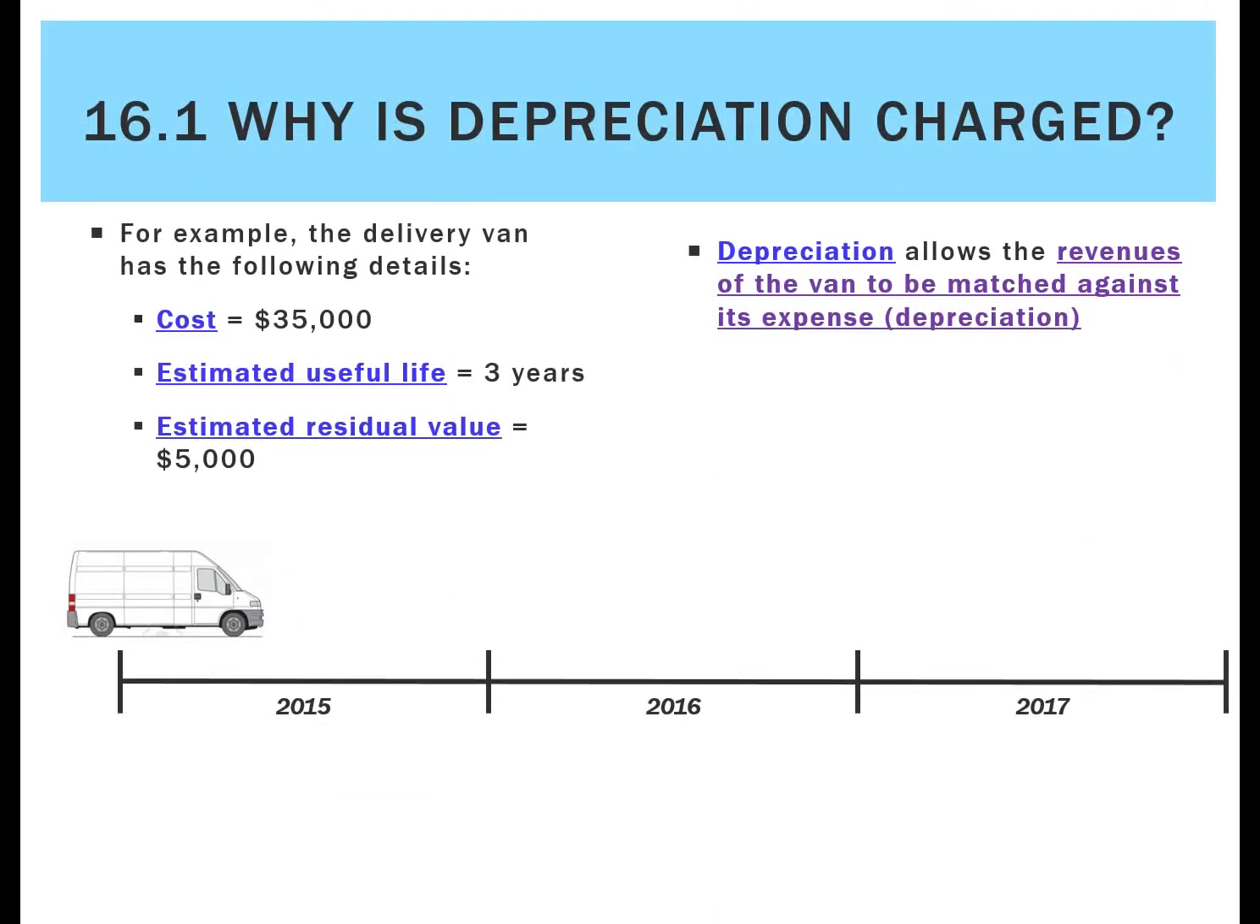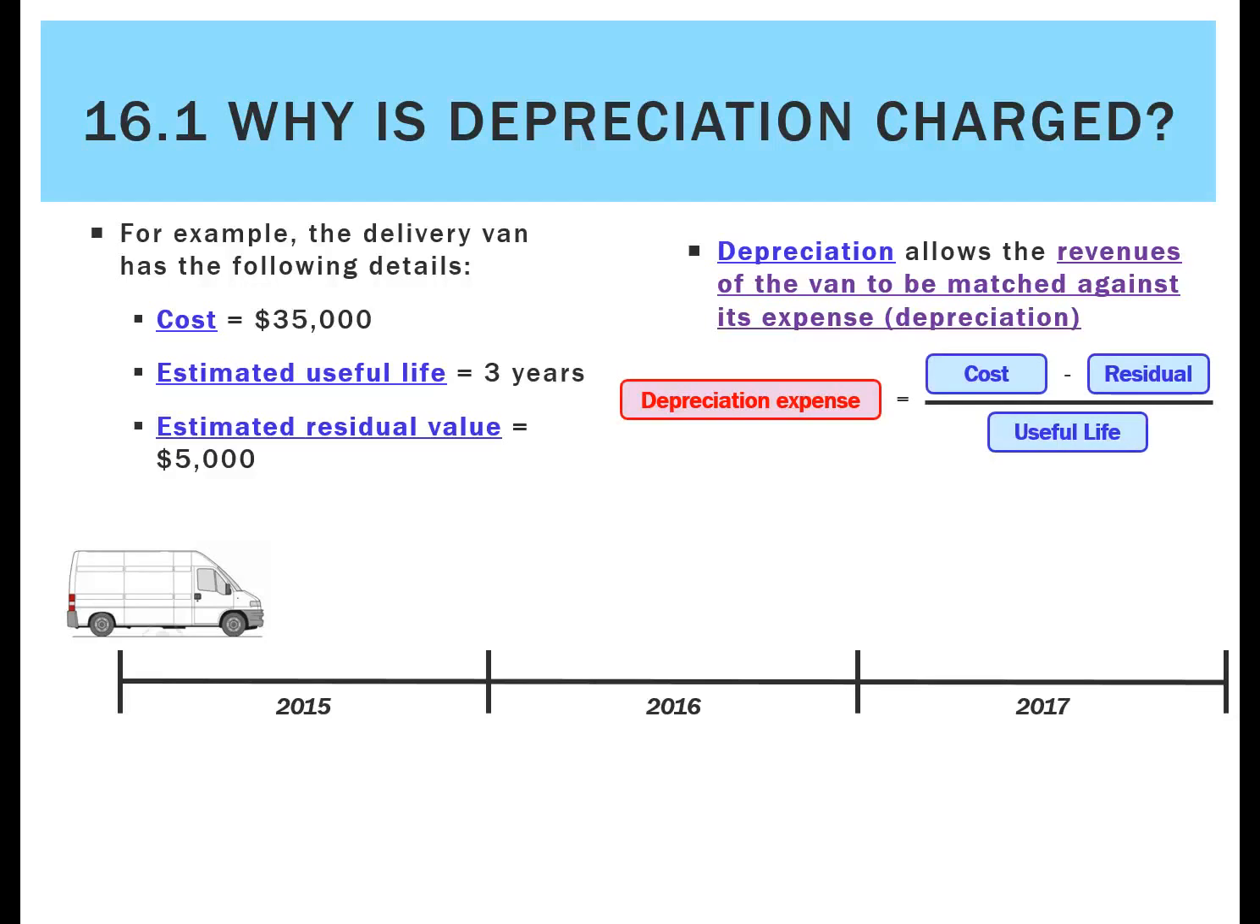Just to go back to Unit 3, we learned what was called straight-line depreciation, and that was where we calculated it by a formula which was cost less residual divided by useful life. So in this example, we've got a cost of $35,000, a useful life of 3 years, and an estimated residual value of $5,000, that'll work out at $10,000 of depreciation every year.